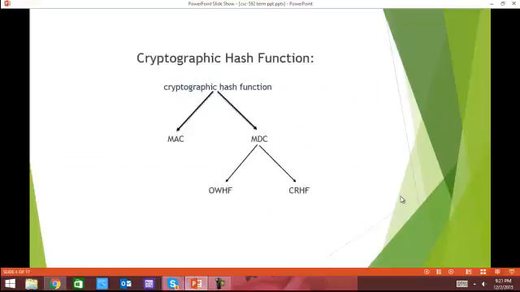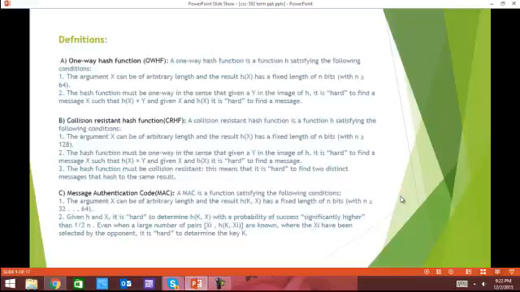Now we're going to be talking about cryptographic hash functions. The cryptographic hash function is divided into two. We have the MAC, which stands for Message Authentication Code, and then the other part, the Manipulation Detection Code. The manipulation detection code, MDC, is further divided into two: the OWHF, which stands for one-way hash function, and the CRHF, which is the collision resistance hash function. This will be discussed in detail in further slides.